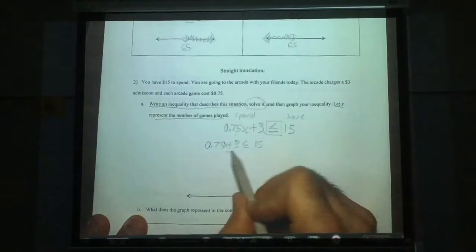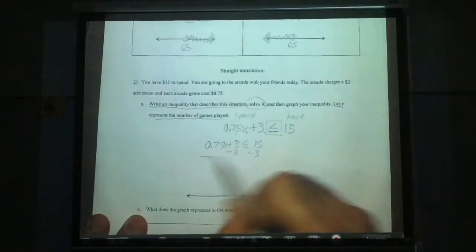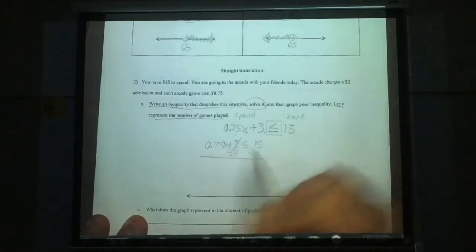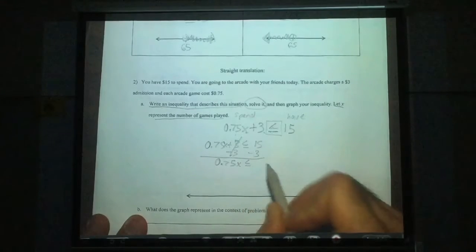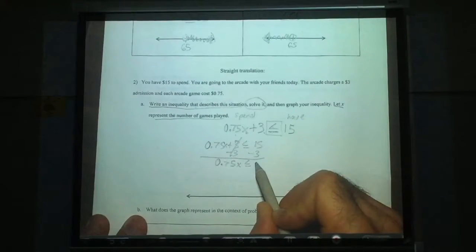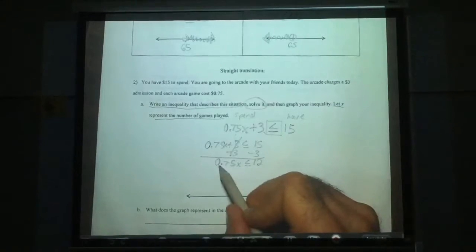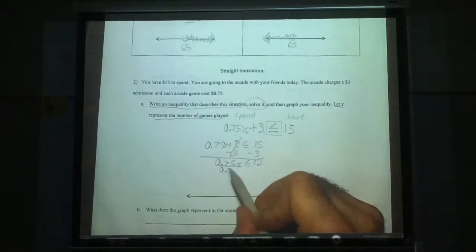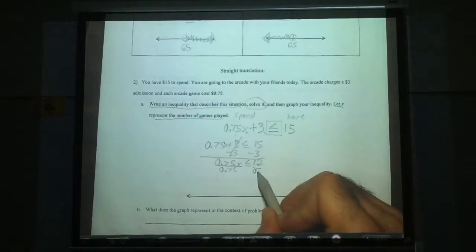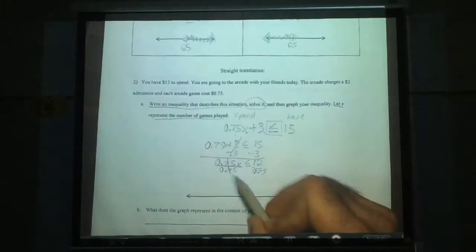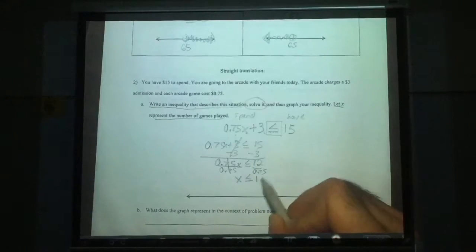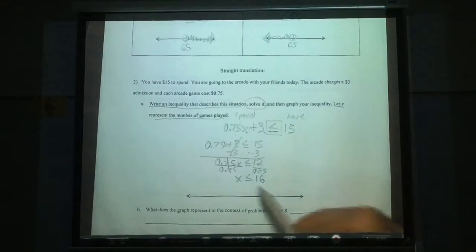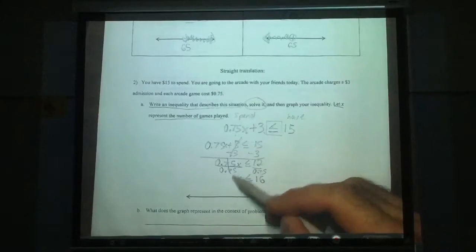The first thing I'm going to do is subtract 3 from both sides. That'll cancel out the 3's over here. 0.75x is now less than or equal to 12, okay? What we need to do now is divide both sides by 0.75, right? The 0.75 will cancel, and x will be less than or equal to 16. Okay, now this right here answers the solving part.